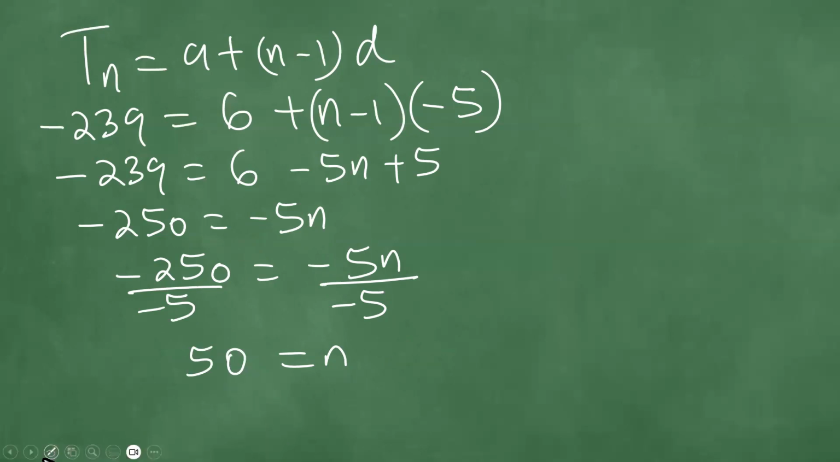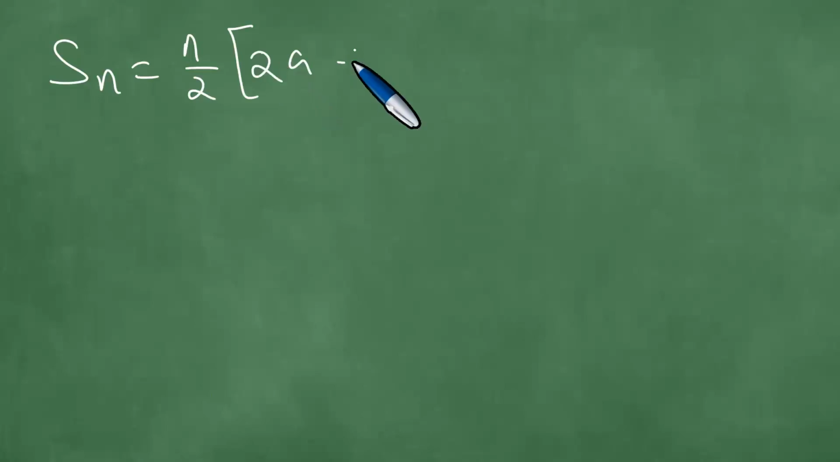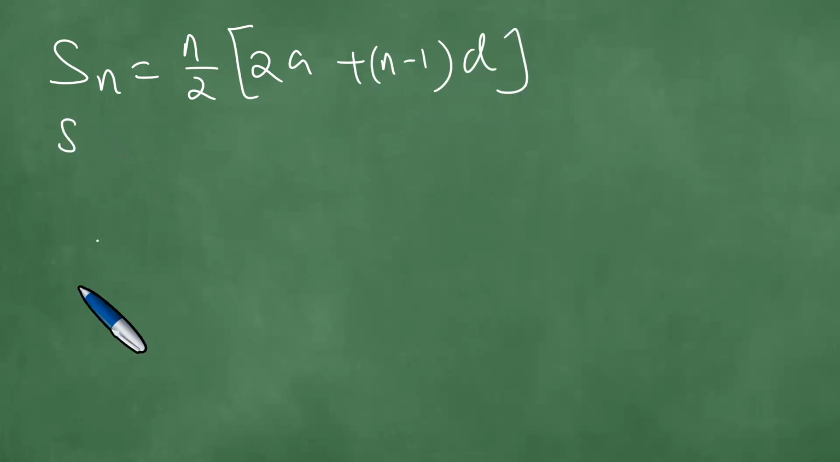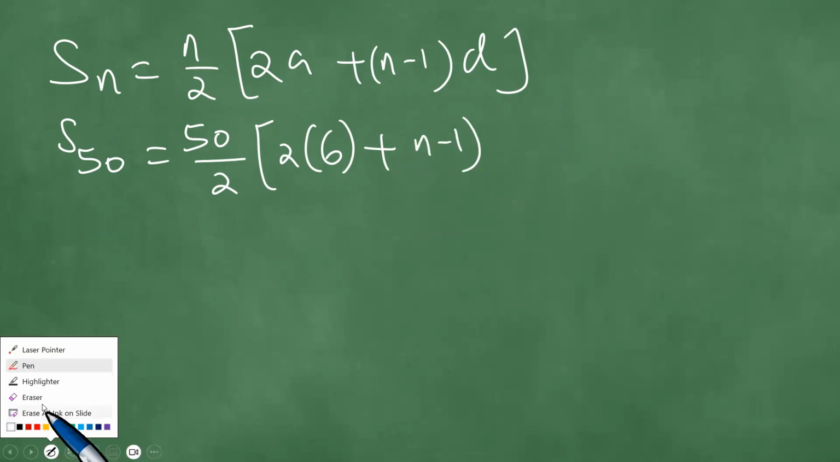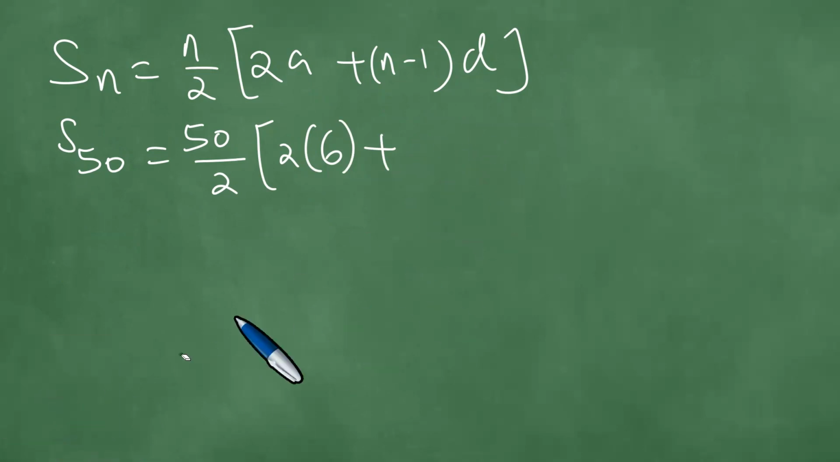Because now we know n, we can resort to the formula to find the summation. The sum is n over 2 into twice a plus n minus 1 into the common difference. We've seen that n is 50. So it's 50 over 2 here into twice a. A is 6, the first term is 6. But here also we have that n is 50, minus 1.